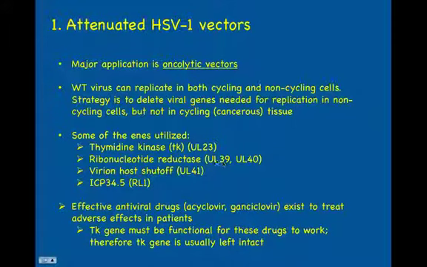If you eliminate that, then all DNA-based things that are replicating require that, so it will be provided by the cell. Virion host shutoff, I think that just means that you won't stop replication anymore. And ICP34.5 is an important gene that's used a lot for this, but I am unsure of its actual ability. I assume it's related to ribonucleotide reductase in that it's something that's essential for replication that the host cell provides an equivalent for.